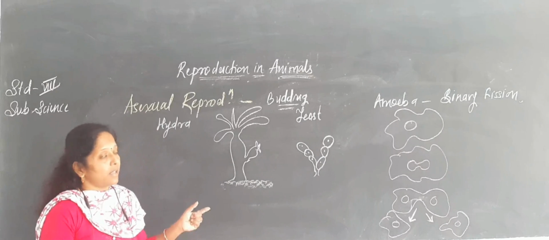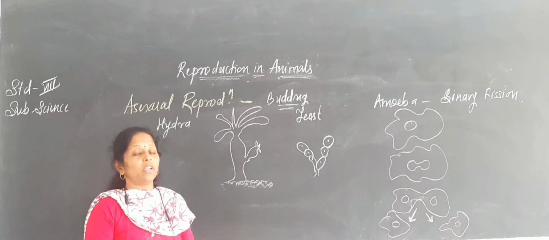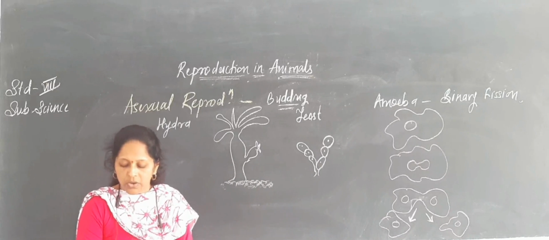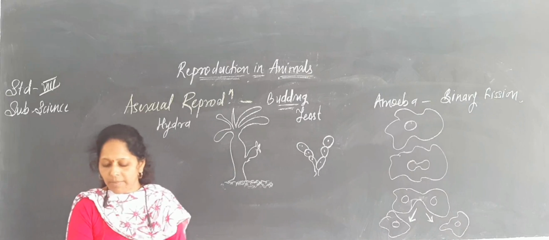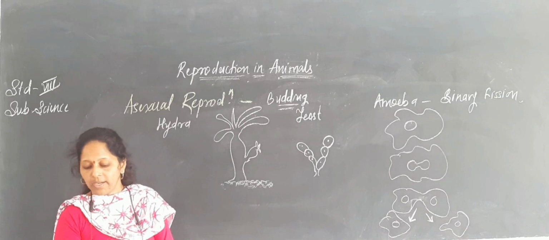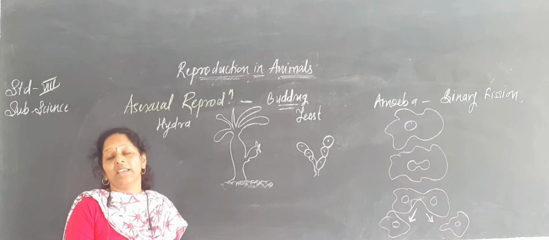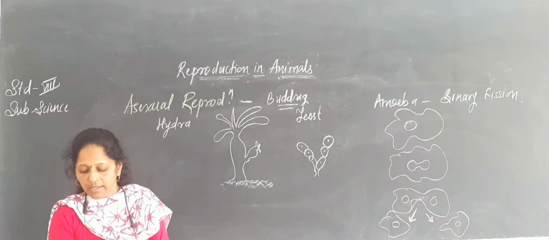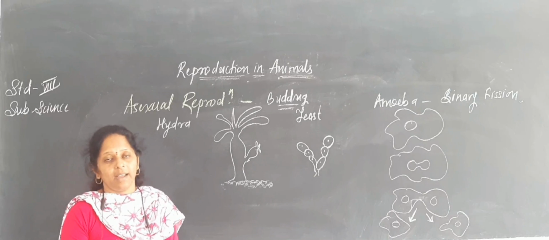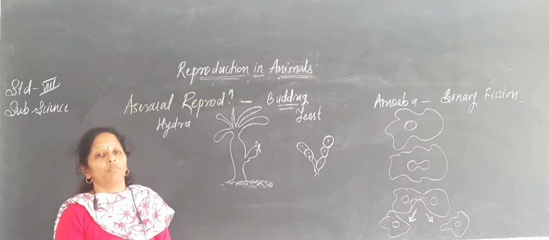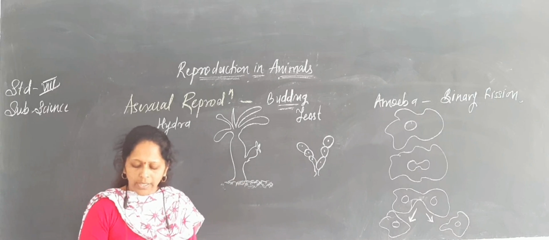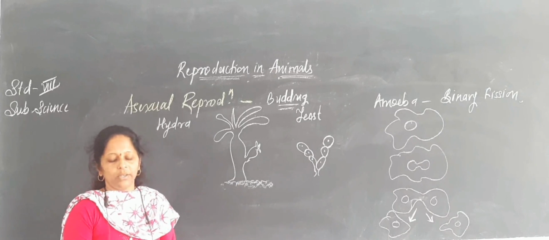Now in this lesson we are going to see asexual reproduction of hydra and amoeba. We learned about the reproduction of some larger animals, but what about very small animals? There are microscopic animals like amoeba, and also smaller animals like hydra. We are going to see how they reproduce.